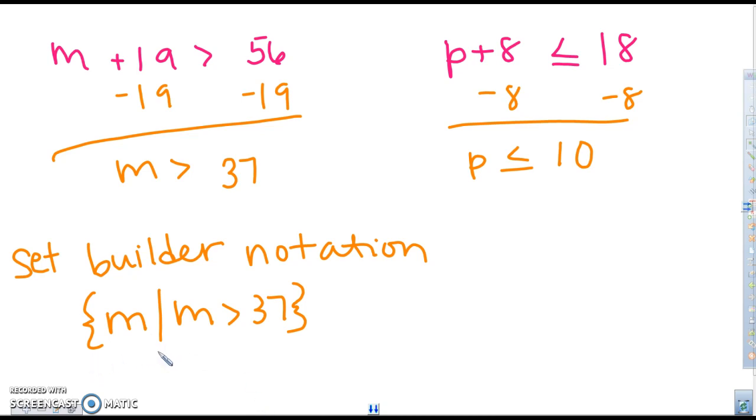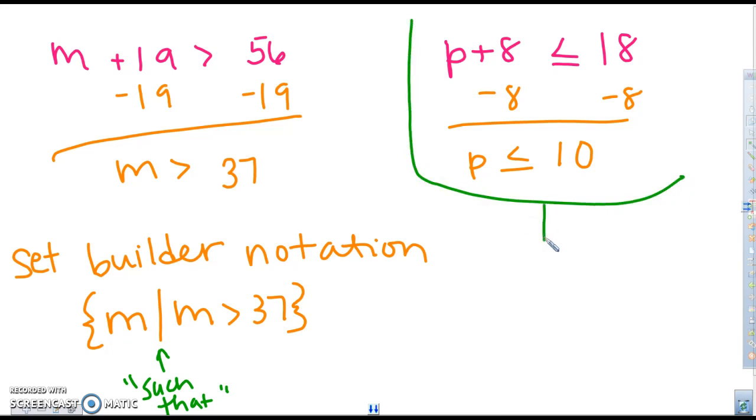More fancy brackets. It's not really super different, and it's not hard. So we have our fancy brackets, and we have whatever variable it is, m. This line means such that. Okay, and then we go ahead and write that inequality that we just solved. But we do want to go ahead and put our answers in set builder notation. So go ahead and take this problem that we did, and let's move that into set builder notation.